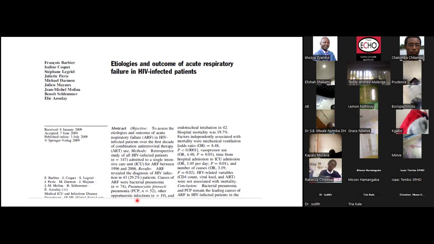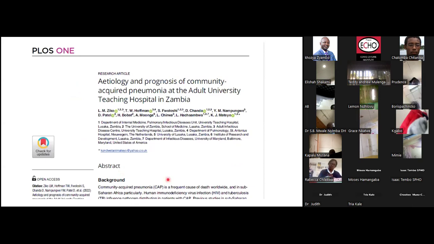This one was done by a friend of mine. You can see a few familiar names here.